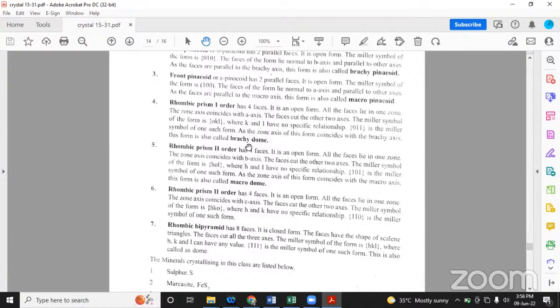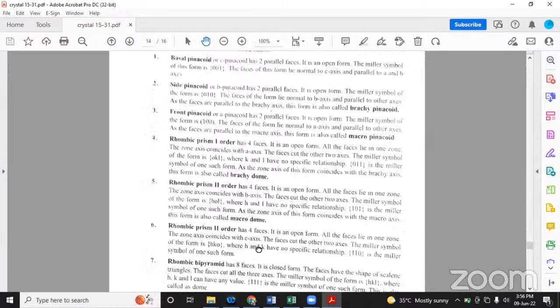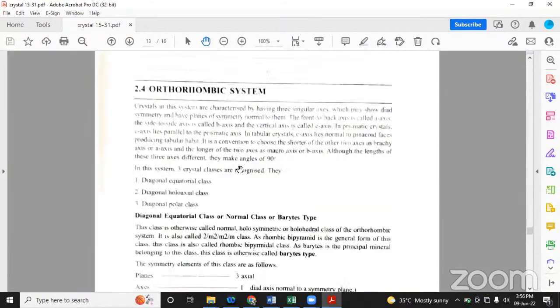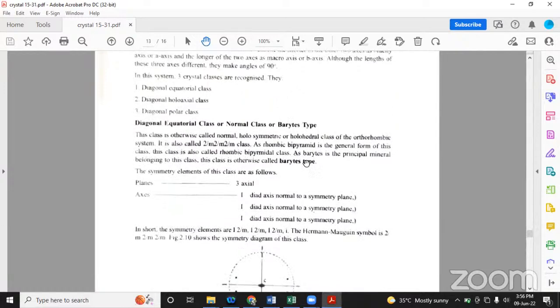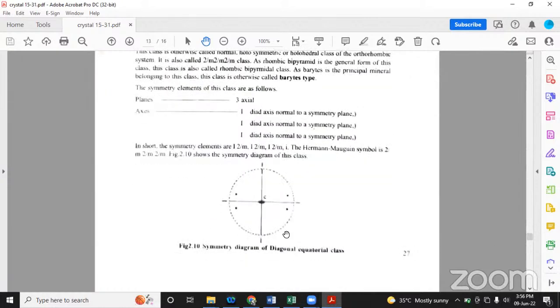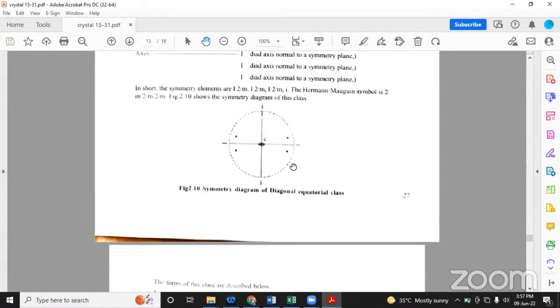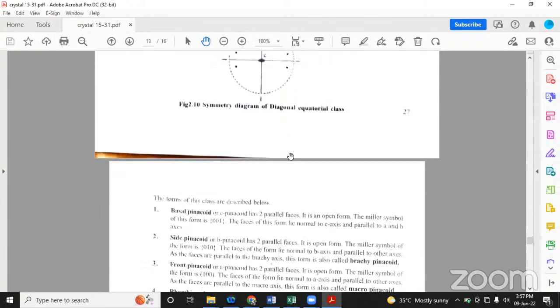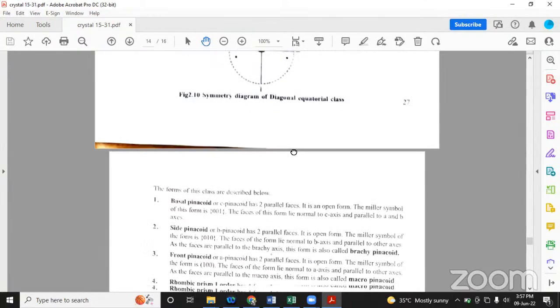Come to this third one, the orthorhombic disphenoidal class or diagonal polar class. There are no planes of symmetry, but 3 axes of two-fold symmetry and no center of symmetry. This consists of 4 faces, and the symbol is HKL.